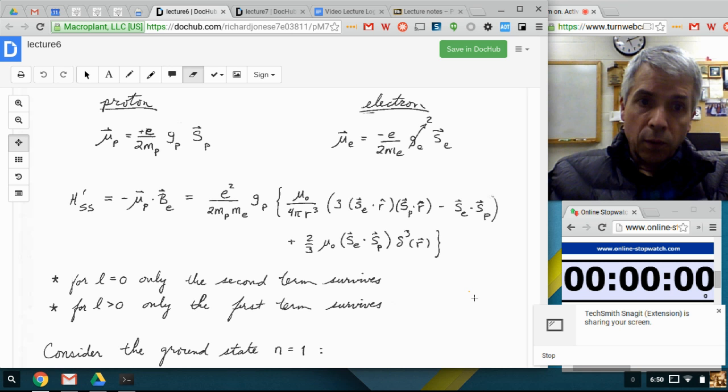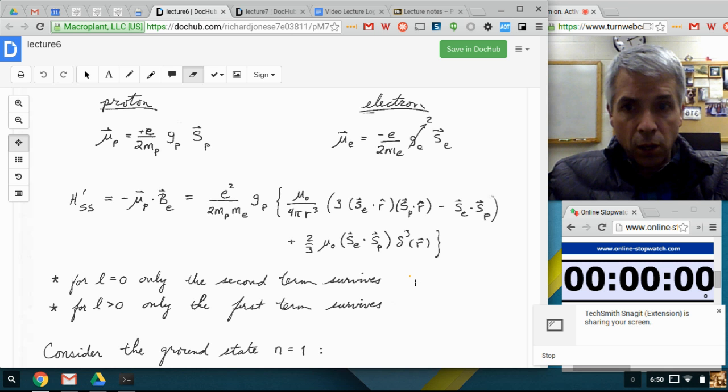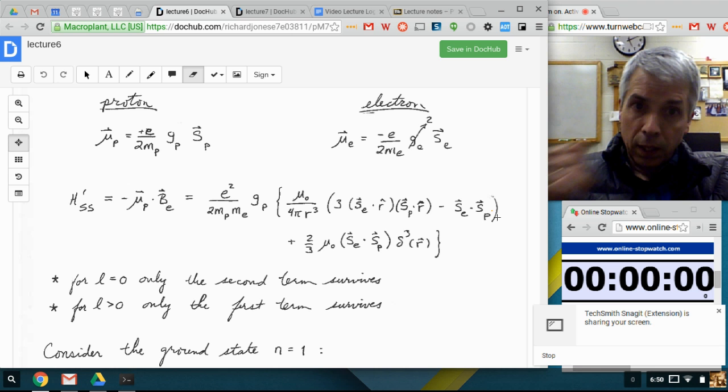of the nucleus. Now, we know that if there's angular momentum, the probability that the electron will actually be located inside the nucleus is negligible, because there's a node in the wave function at r equals 0 if L is greater than 0. And so this term will go away. That's why I write down here for L greater than 0, only the first term survives. But now let's consider what happens if L is 0.